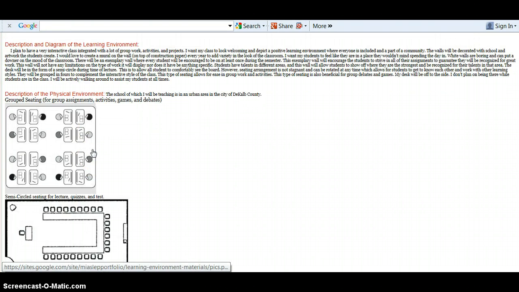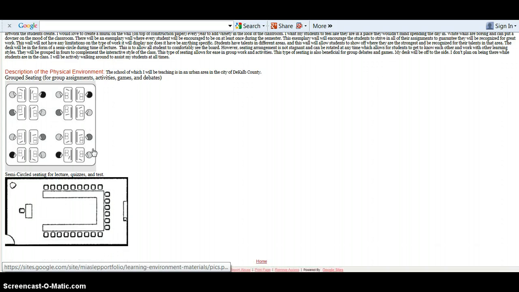There'll be two types of seating in my classroom. When the students are doing lecture, quizzes, and tests, it'll be the one here at the bottom, which is my U-shaped class. This allows every student to see the board or me, and it also helps with separation and space for the students to complete individual tasks. The ones at the top are my group seating chart, which will be for group assignments, activities, games, debates, anything that the students can work together in.